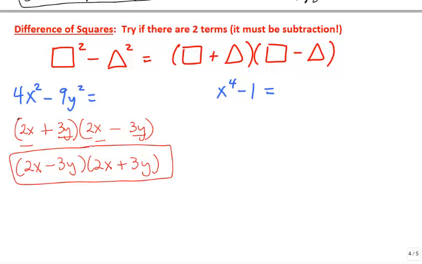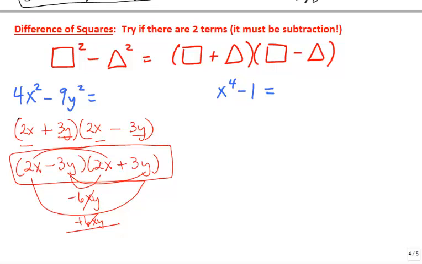And I just want to point out the reason why this works is we know we're going to get 4x squared when we multiply the first times the first. And we know we're going to get negative 9y squared when we do last times last. But when you check the inners, you get a negative 6xy. And when you check the outers, you get a positive 6xy. And because these signs are opposites, these middle terms cancel out. And that's why there's no middle term in the original polynomial. So you have to have alternate signs.